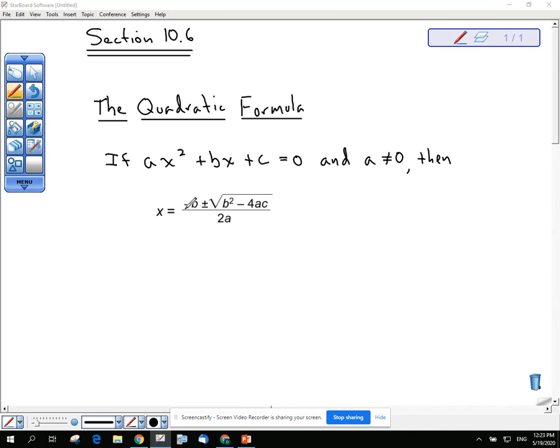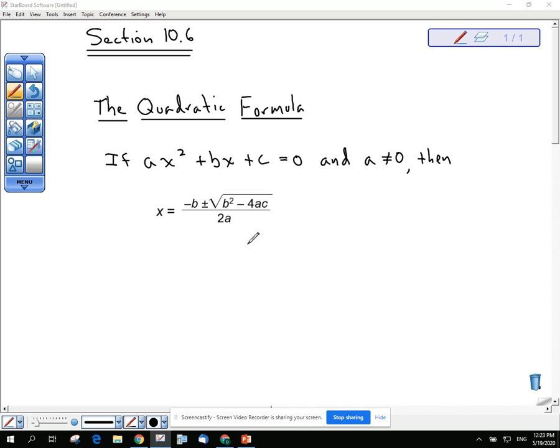The fraction bar goes all the way across here. So everything that's in here is the numerator, negative b plus or minus the square root of b squared minus 4ac is all the numerator, and then that's all being divided by 2a. This will really test to make sure you understand your order of operations.